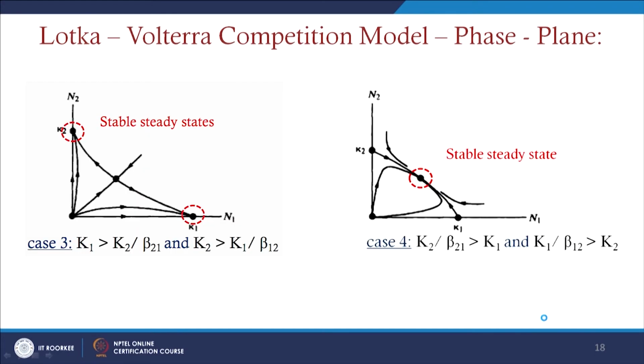Similarly, we have analyzed the stable state for the third case, that is k1 is greater than k2 by beta 2 1 and k2 greater than k1 by beta 1 2. So, we want to visualize that both this qualitative approach and the null lines should be the same. So, that is why this analysis has been put over there.